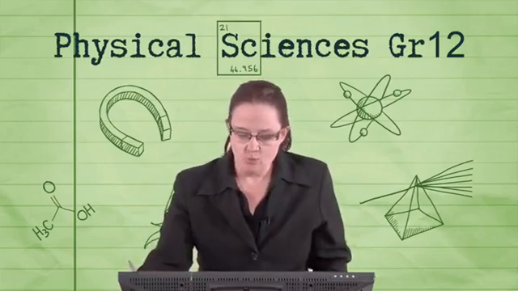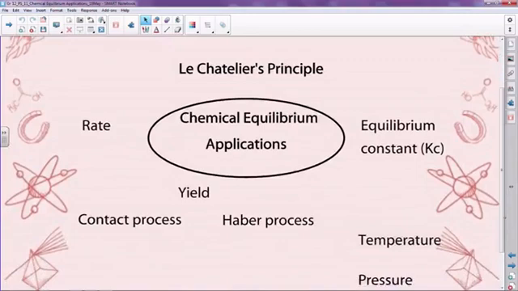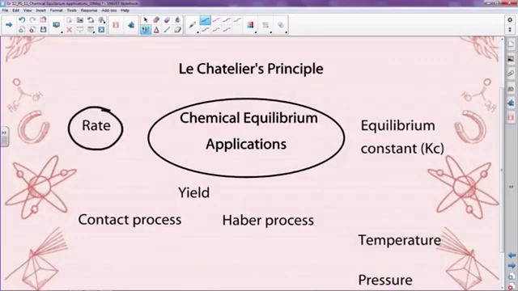Remember, we're looking at the applications of Le Chatelier's, and what we've got to consider is the rate of the reaction. That's really important, particularly when we consider that rate affects yield. And in industry, the yield is incredibly important. The more product we get, the more money we can make. But we have to get that product at a suitable rate, so it's got to go fast enough. Otherwise, if it's too slow, then we don't make money, because remember, in industry, time is money.